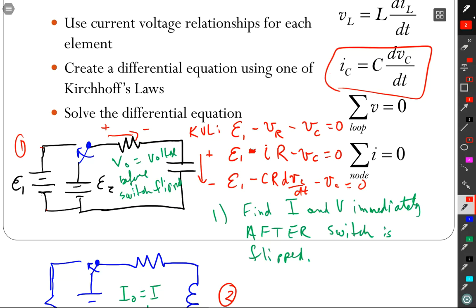And now I take this and ask, what do I want to solve for with this equation? Not E1. E1 is a constant. E1's going to be a given. So that would be VC. I want to solve for VC as a function of time. So I have two variables here, VC and time. Well, what I'm going to have to do then is separate variables.